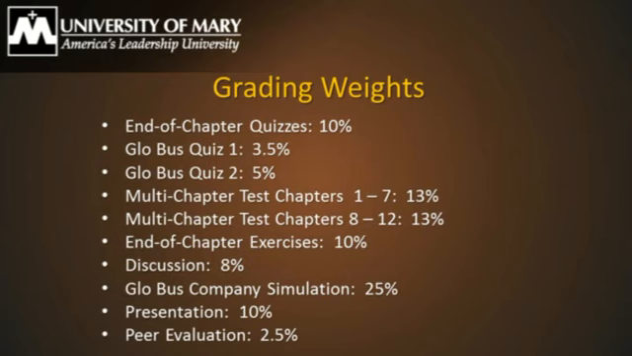The grading for the assignments is weighted as follows. End of chapter quizzes are weighted at 10% of the course. The Globus Quiz 1 is 3.5%. The Globus Quiz 2 is 5%. Each of the 2 multi-chapter tests are weighted at 13%. The end of chapter exercises are 10% and the discussions are 8%. The Globus simulation is 25%, the presentation 10%, and the peer evaluation is 2.5%. The grades are assigned as follows.